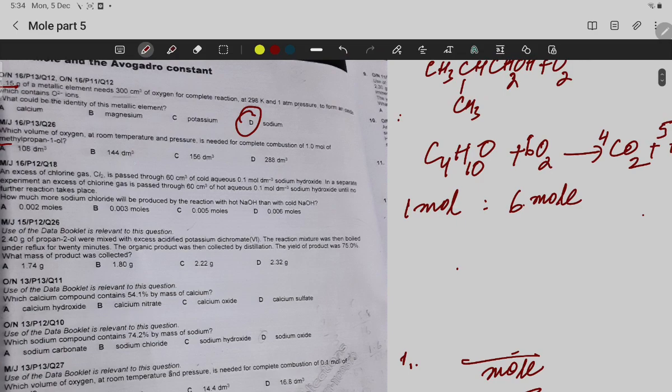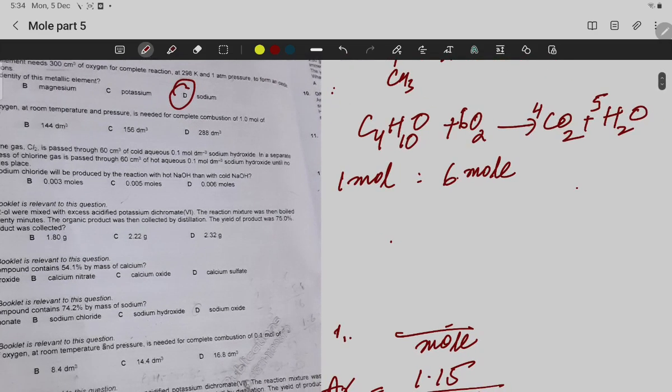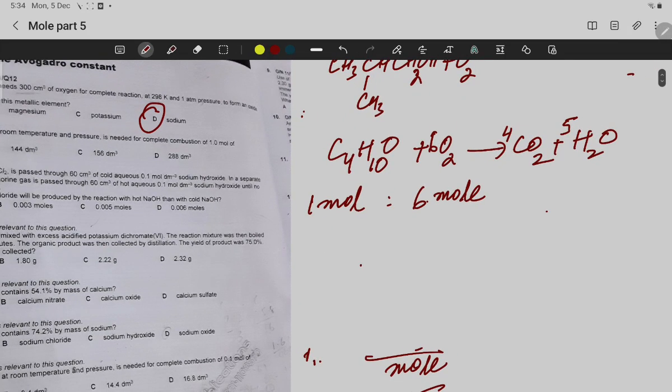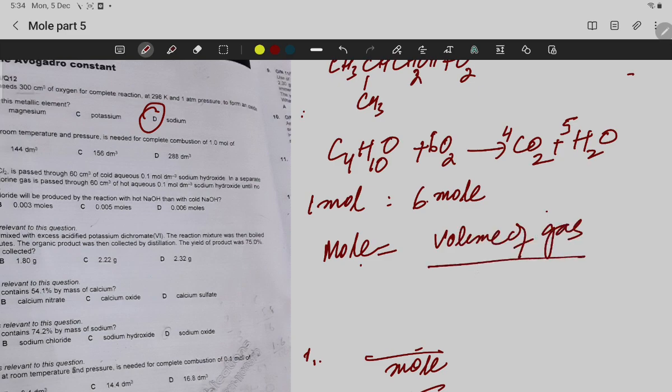So over here the volume is given in decimeter cube. So let's calculate the volume of oxygen. If 6 mole is there, the mole is equal to volume of gas divided by molar gas volume, which is equal to 24 decimeter cube.